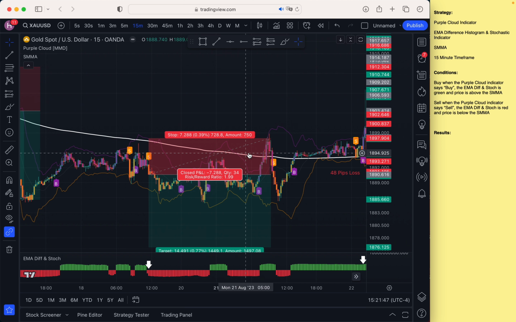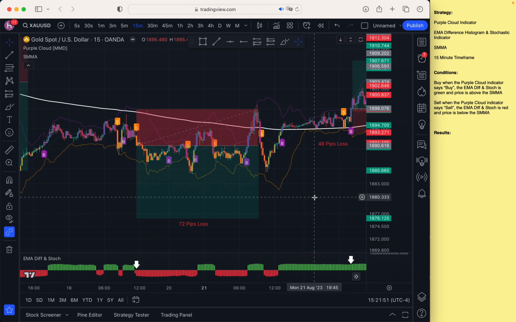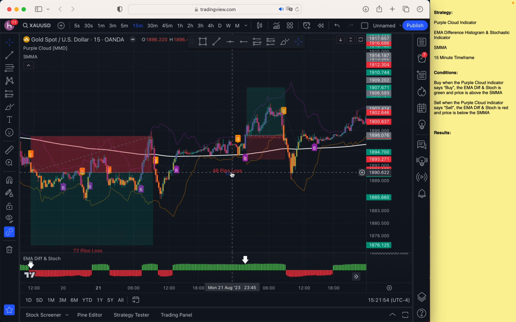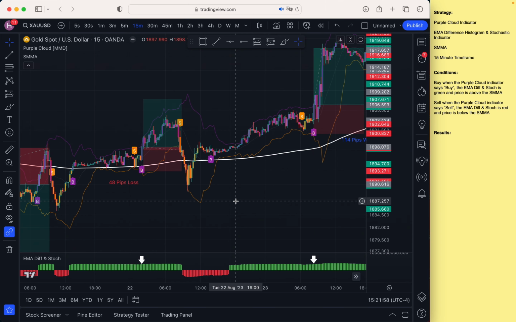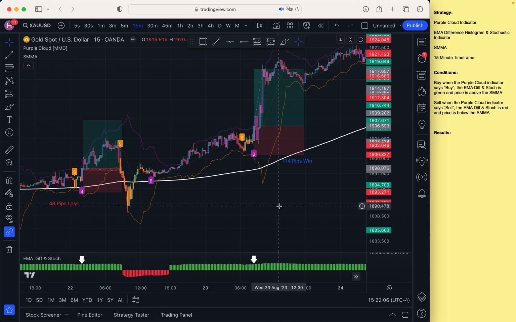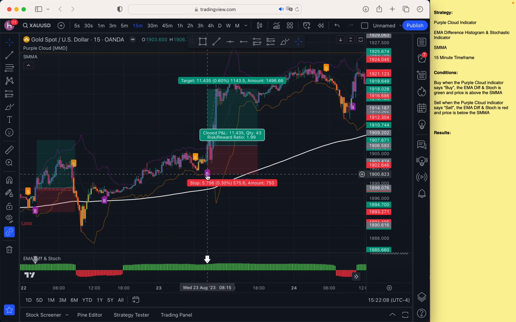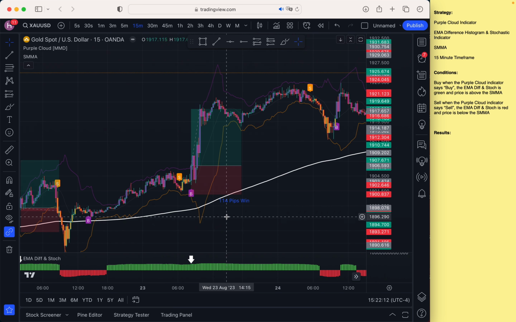Unfortunately, did end up in a loss, but how many pips was it? Only 72. This next one, again, unfortunately, 2 losses back to back. Now, this price is finally broke above the smooth moving average, but this is red. We wouldn't have taken that one. Next time we can place a trade is this one. Above the smooth moving average, green, resulted in 114 pips.